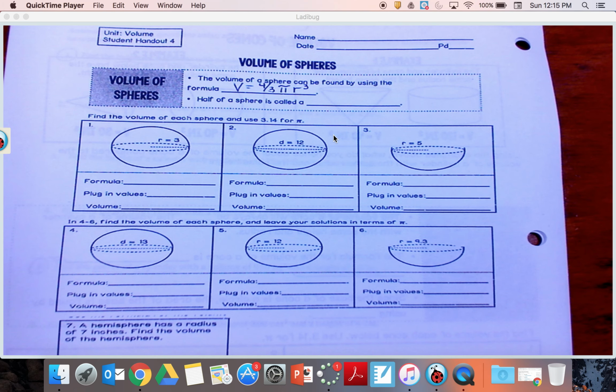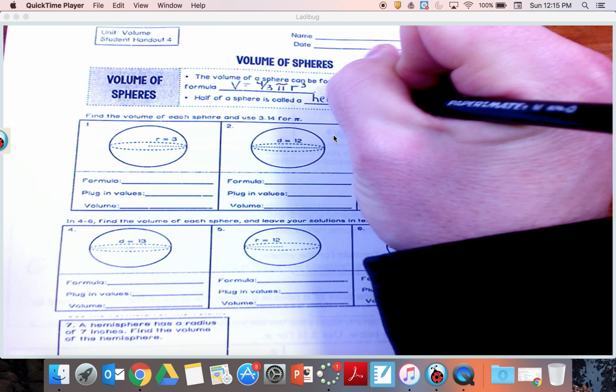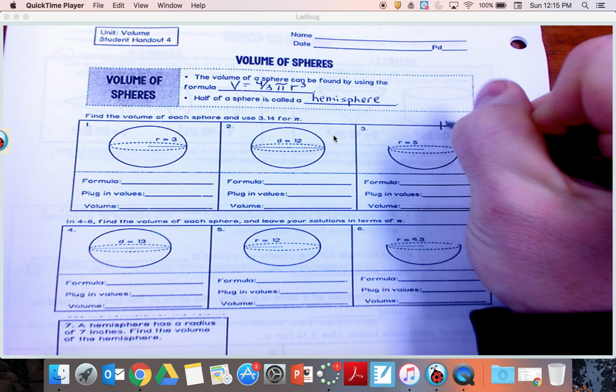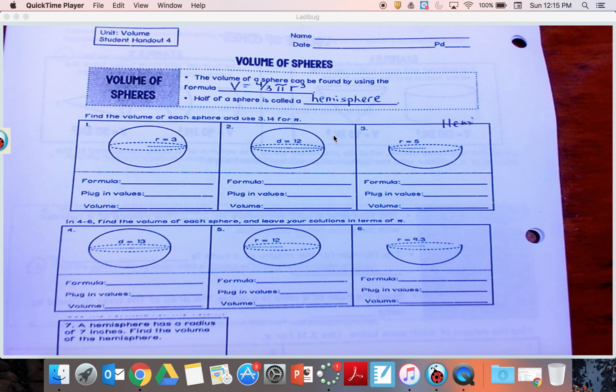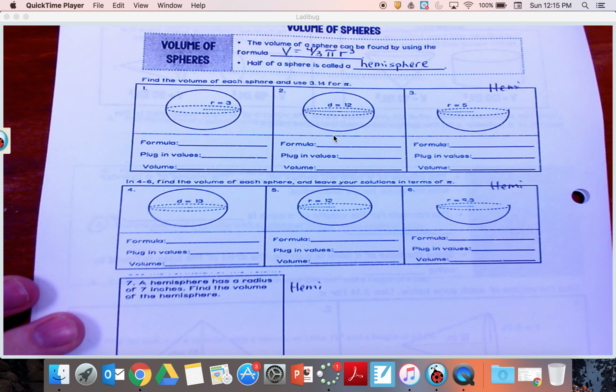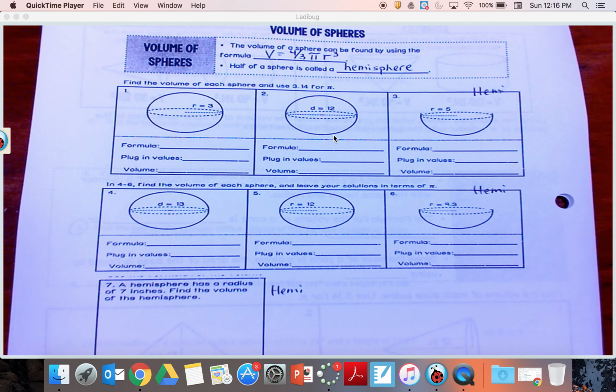Also, what they have here is a half a sphere. A half a sphere is called a hemisphere. We have a couple examples of a hemisphere. This one right here in number 3 is a hemisphere. Number 6 is a hemisphere, and number 7 is a hemisphere. A hemisphere is just half of a sphere. So when we get into these problems about finding the volume of that, we're going to treat it as a full sphere, find the volume as if it was a full sphere, and then divide it by 2, and that should give me my solution.